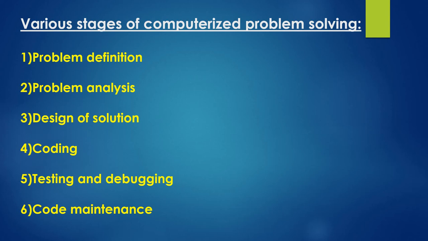Then after typing the program into the computer, what is the next step? We need to check whether there are any errors in that program. That is called testing and debugging. Today we are discussing testing and debugging. That is the fifth stage in computerized problem solving.